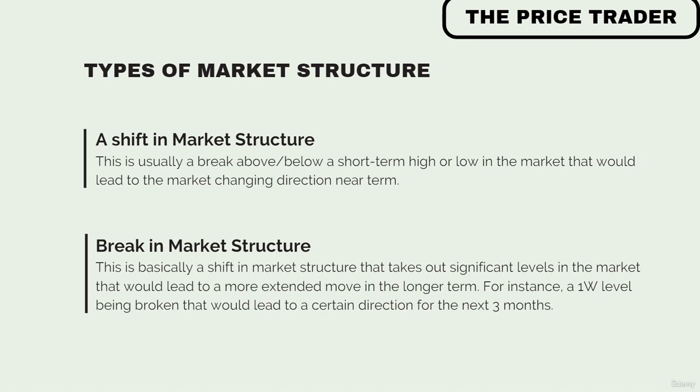We have two types of market structure. Number one, I'm going to define what we call a shift in market structure. In simple terms, this is just a short-term market structure. This is usually a break either above or below a short-term high or low, depending on the direction in the market, that will lead to the market changing direction near term. What I mean by this is that a short-term high or low is, for example, something I can define using the 15 minutes.